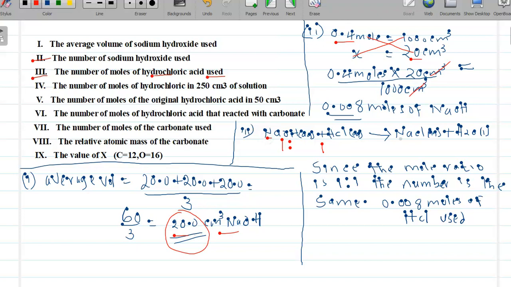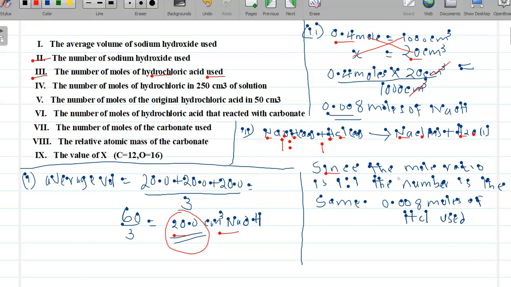Sodium 1 here, sodium 1 here. Hydrogen 1 here plus 1, so we have 2 hydrogen. And here we have 2 hydrogen, balanced. Oxygen 1, oxygen here also 1, balanced. Then chlorine 1, chlorine 1. So the mole ratio is 1 to 1.